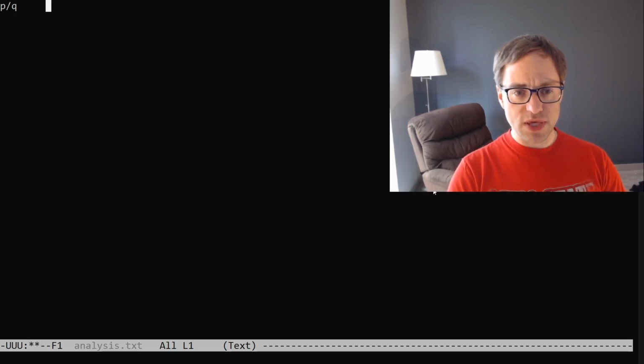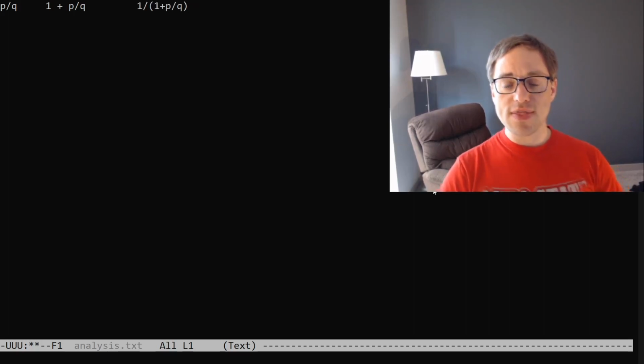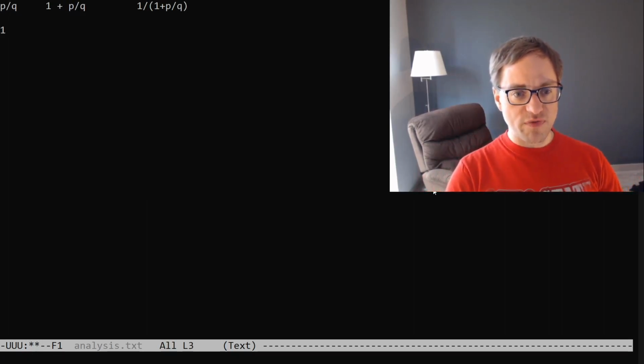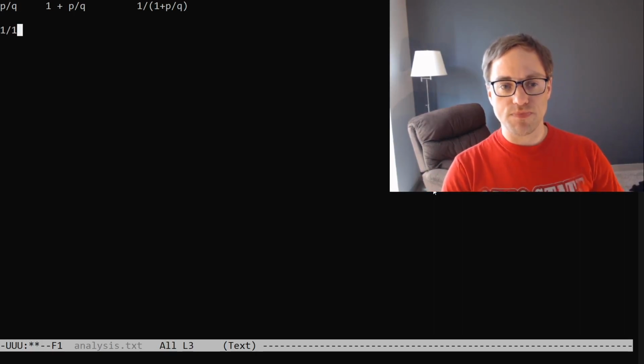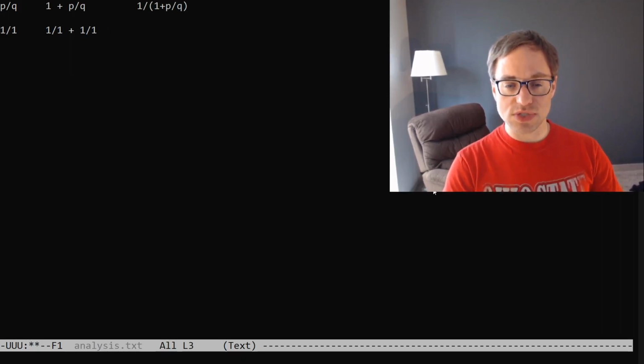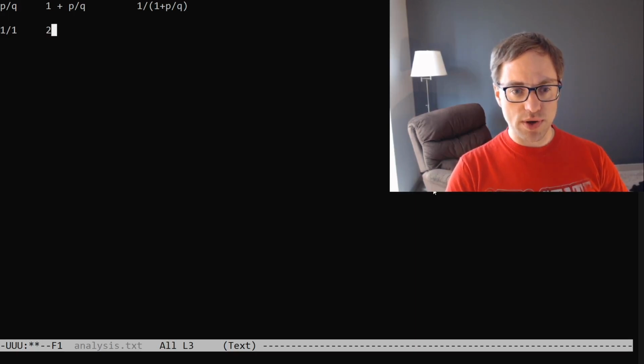This one is going to be 1 plus P over Q. And then this one is going to be 1 over 1 plus P over Q. And then we'll add 1 again to get the next row of this table. So we start off with 1 over 1. That's our starting point. Adding 1, well, we're going to make sure that the denominators match. So we want to write 1 as 1 over 1. And then adding those, that gives us 2 over 1.